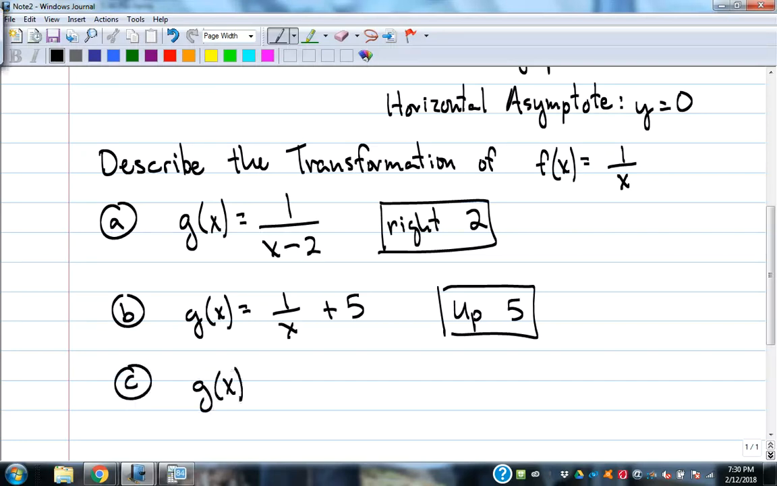Example C combines the two. 1 over x plus 3 minus 6. What does the plus 3 do? Left 3. The minus 6, down 6. And that's basically what we're doing here: we're just taking this and looking at it and saying, okay, what happened to the original one by looking at the equation?